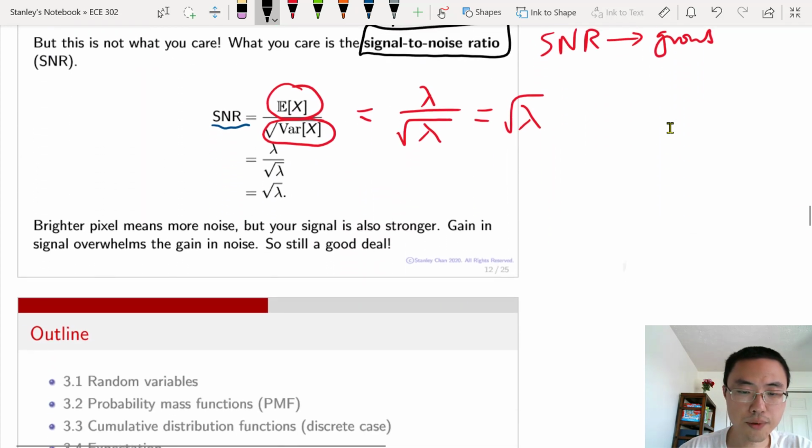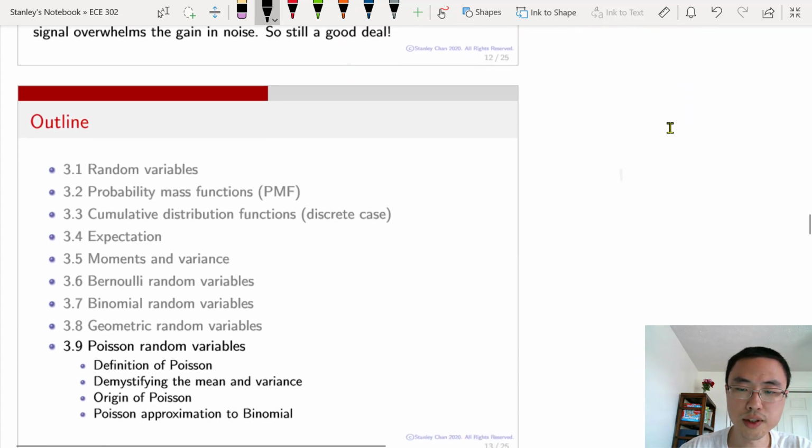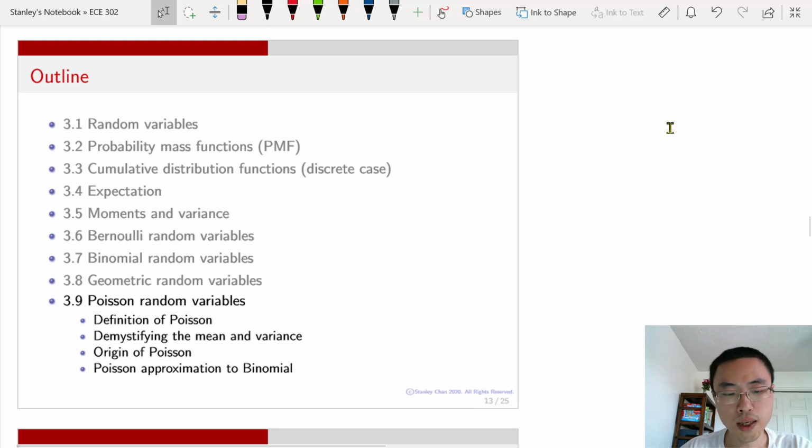So I hope I have clarified some important concepts about the Poisson random variable. And now I want to move on to another very important topic, which a lot of people tend to miss, which is the origin of the Poisson random variable. And I want to emphasize that by knowing the origin of the Poisson random variable, you will be able to formulate a lot more problems than other people. In particular, you will know when the Poisson model will apply and when the Poisson model cannot be applied.